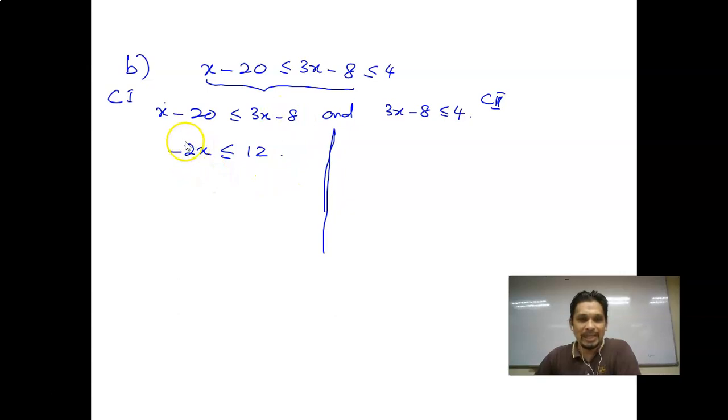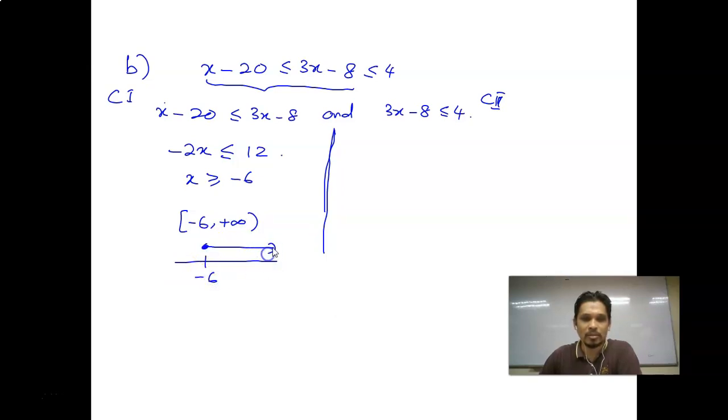We divide by negative 2, then everything changes. We call it the sign change, so the direction changes to the right. 12 divided by negative 2 equals negative 6. So this is the solution for case number 1: from negative 6 to positive infinity, or on the number line, from negative 6. There you go.